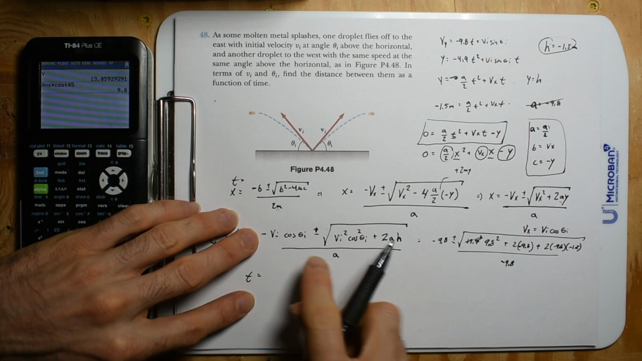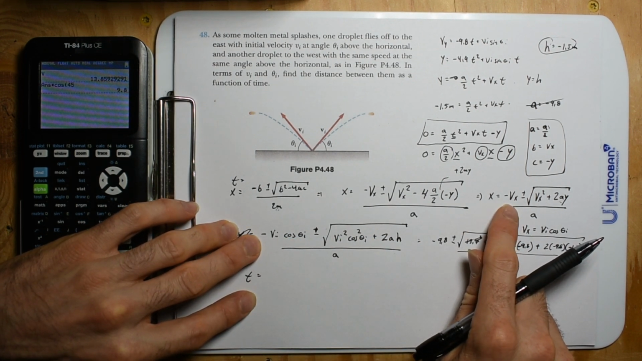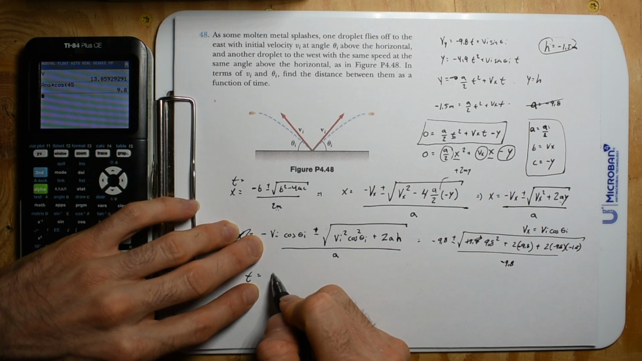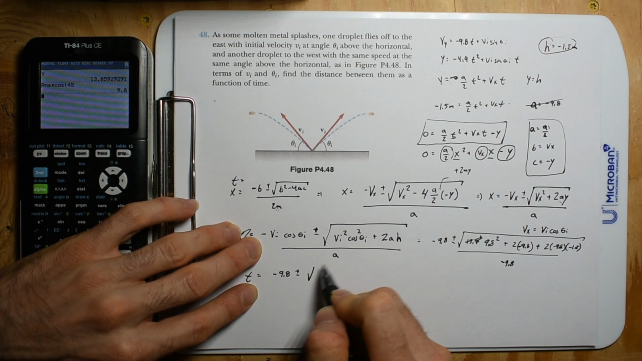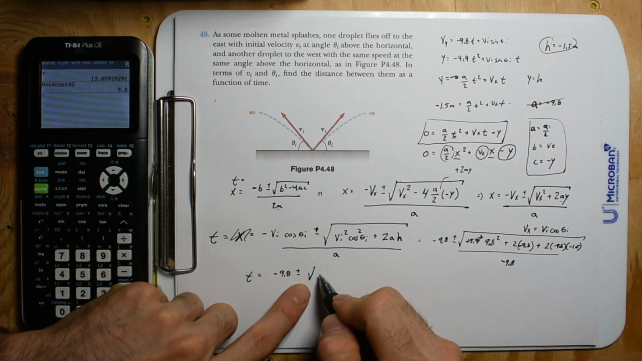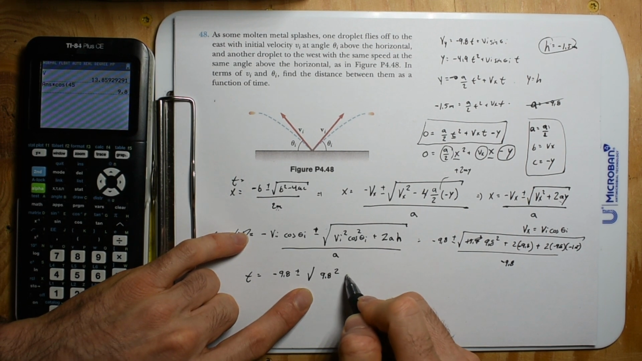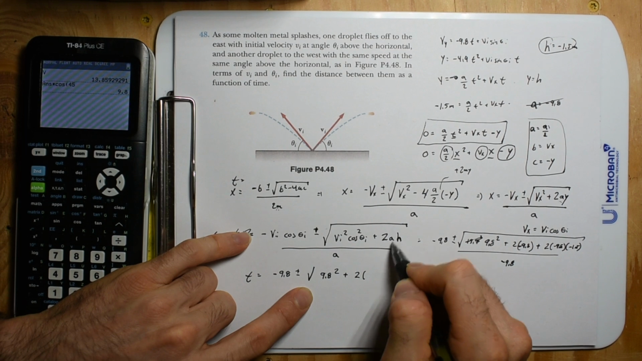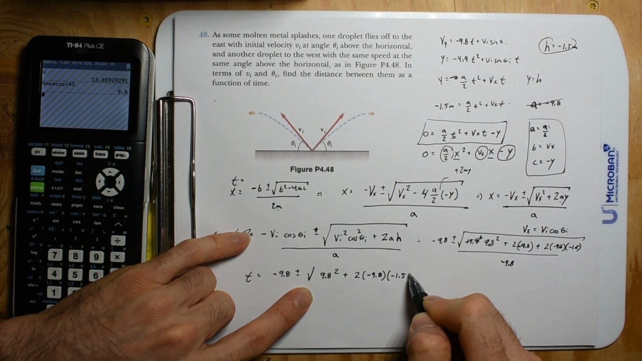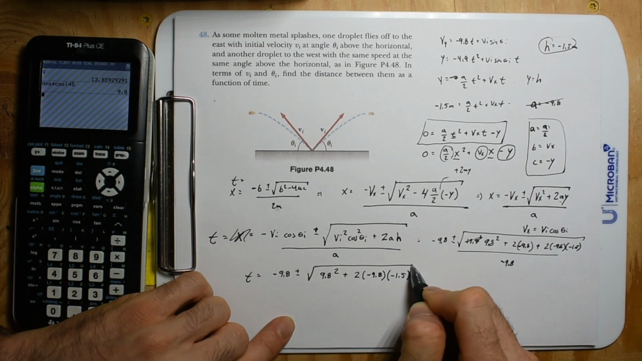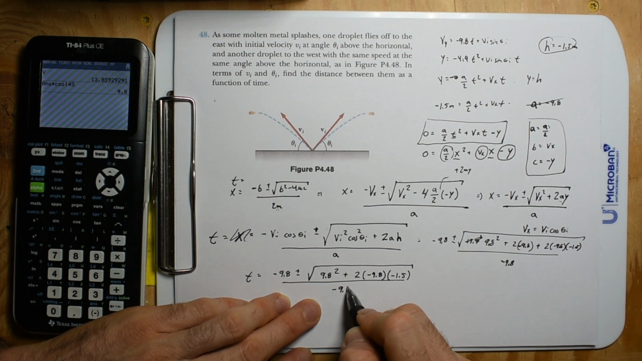Time is equal to negative velocity in the x, so that's going to be negative 9.8 plus or minus. Now we have that velocity in the x squared, so that's going to be 9.8 squared plus 2 times the acceleration, negative 9.8, and then the height is negative 1.5. Just a little bit cleaner, and then divide by the acceleration, negative 9.8.